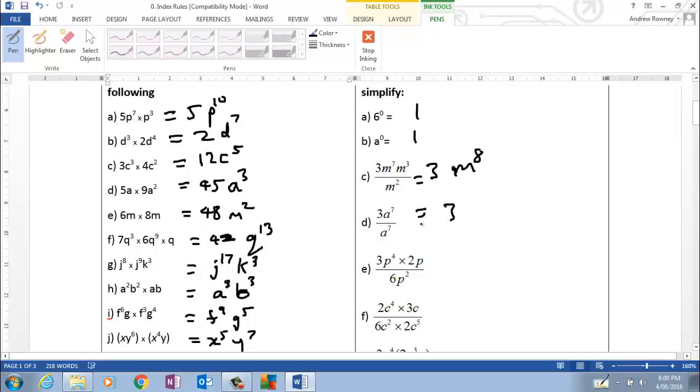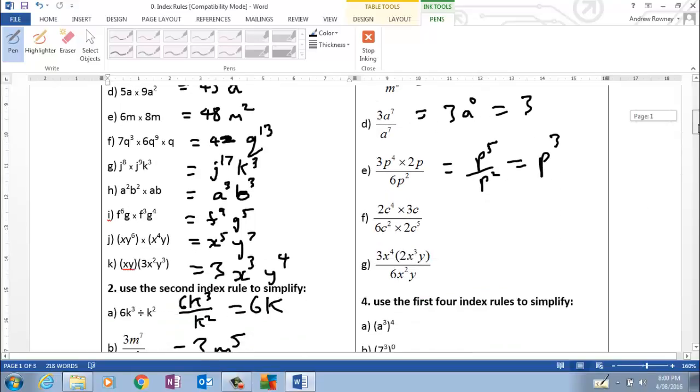This one here, 7 take 7, so that's a to the 0. A to the 0 is 1, 1 times 3 is 3. This is 3 2s is 6 divided by 6 gives 1, and on the top you've got p5, and on the bottom p2, so p5 and p2, and then that'll simplify to p3 when you subtract them.